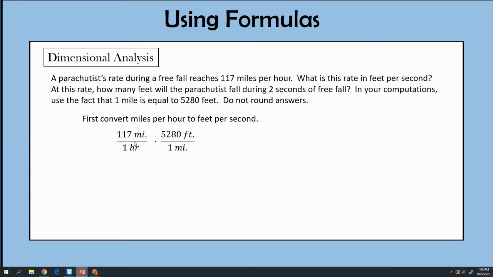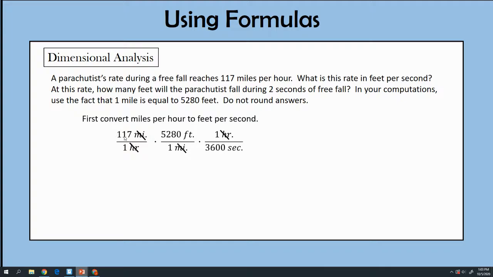The second one I need to do is convert hours to seconds. In 1 hour, there are 3,600 seconds: 60 seconds in a minute, 60 minutes in an hour, 60 times 60, 3,600 seconds. Now, the reason it's set up like this is so miles cancel, hours cancel, and the units I'm left with are feet per second. And that's what we're trying to convert. So it took two different unit conversions here.